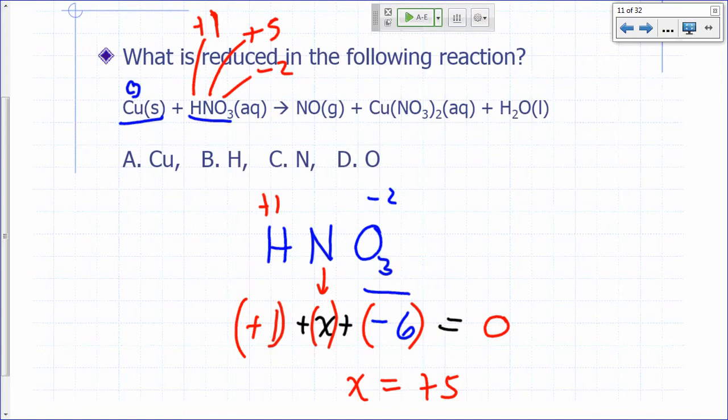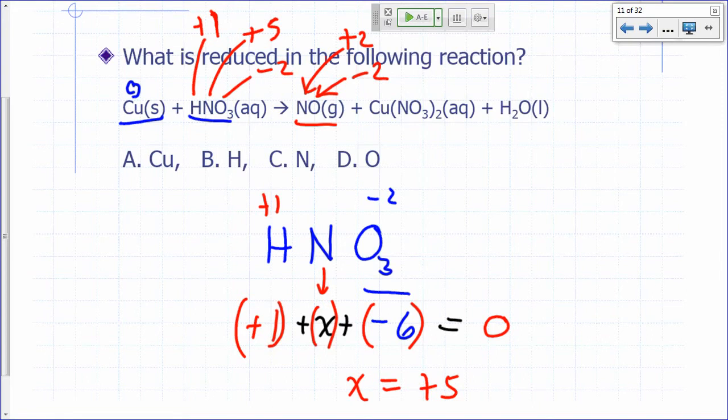What about NO? Oxygen? What is it? Second most electronegative. We don't have a fluorine there, so oxygen here must be -2. So the nitrogen here must be +2. Oxidation numbers must add up to 0 for a molecule.